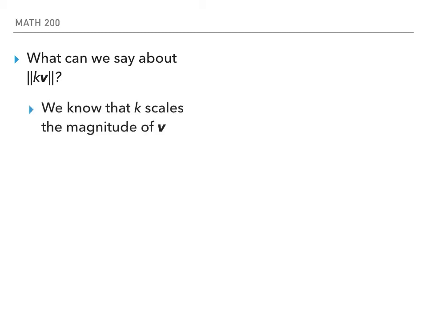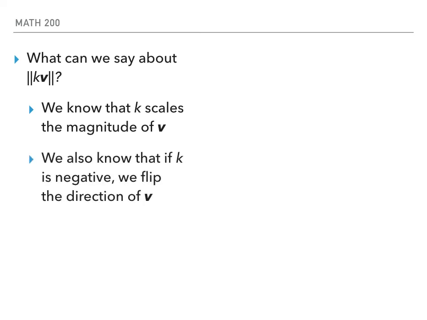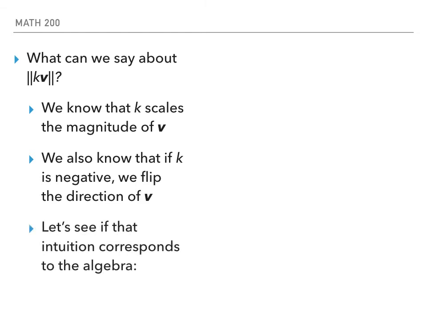Now, here's a question about the norm. What can you tell me about k times a vector? What's the length of that going to be? Well, I know that k is a scalar, hence it scales the magnitude. And I know that if k is negative, all it does is flip the direction. But that length is the same. So let's see if that intuition corresponds to the algebra. That's what the norm of kv looks like.